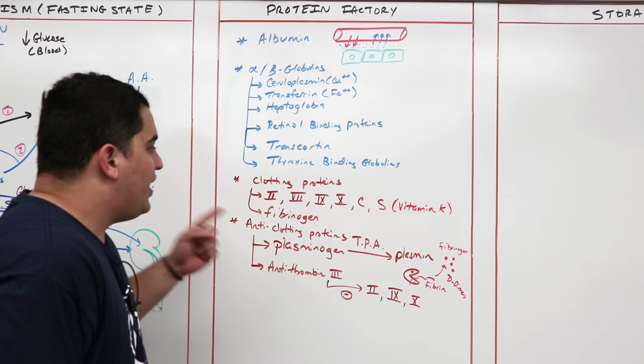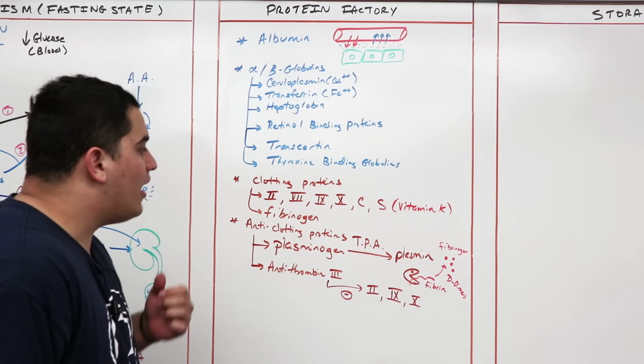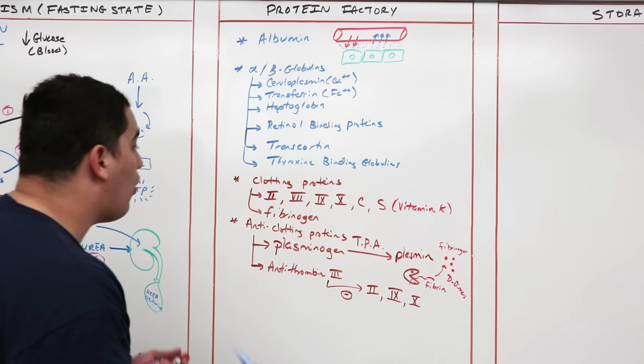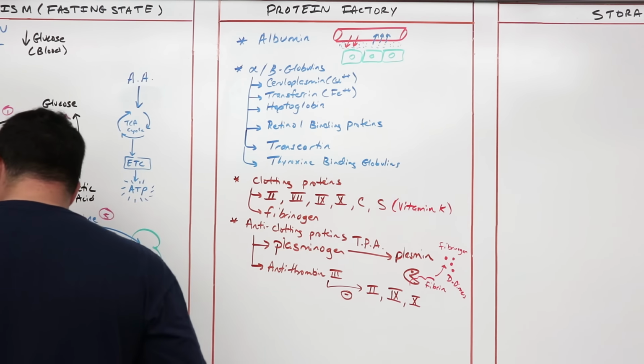Okay, so we've got clotting proteins, anti-clotting proteins. What are some of the other ones? Here's what I love about this guy. He also can make hormones. So what are some of these hormones?